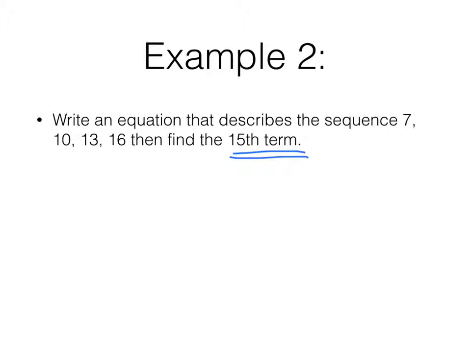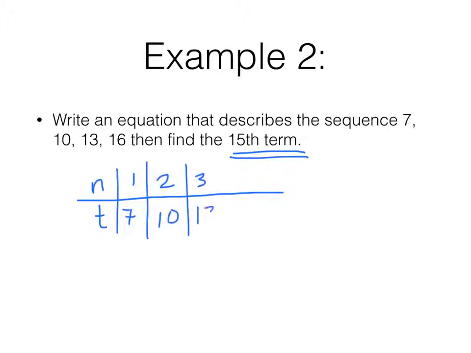term. So what's happening this time? Term number and the term. So the first term is 7. The second term is 10. The third term is 13. And the fourth term is 16. So term number does increase by 1. The terms themselves increase by 3.